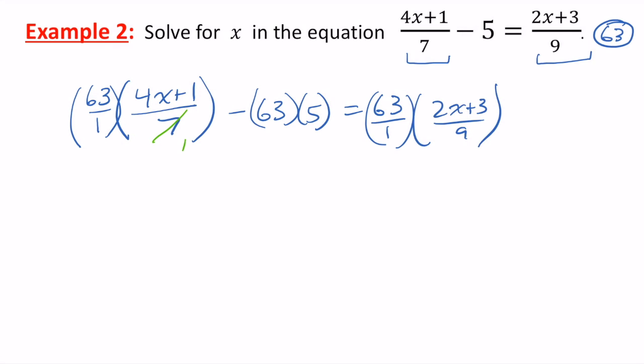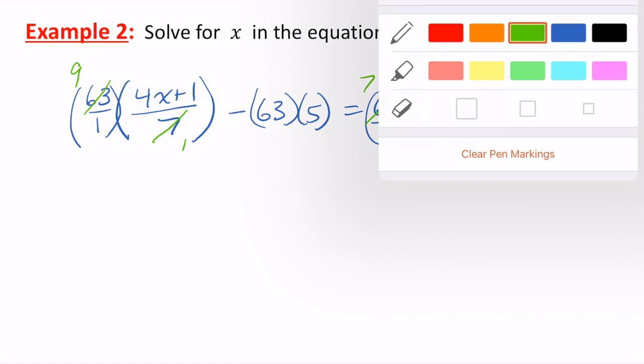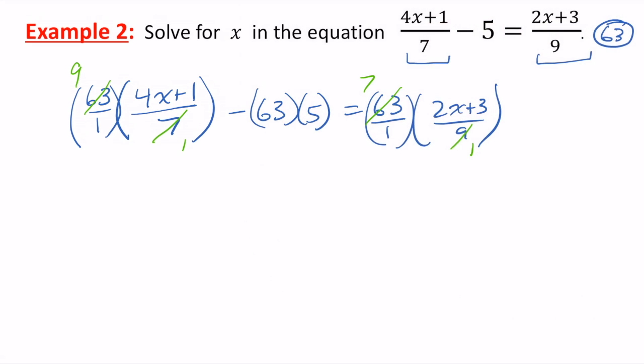So 7 will go into itself once and into 63 9 times. Well, 63 times 5, that'll just be what it is. This 9 goes into itself once, and it goes into 63 7 times, sorry. Okay, so what do we have left? The bottoms here are just 1 times 1, and that's the clever part of all this, is that you end up with just the denominators completely missing.